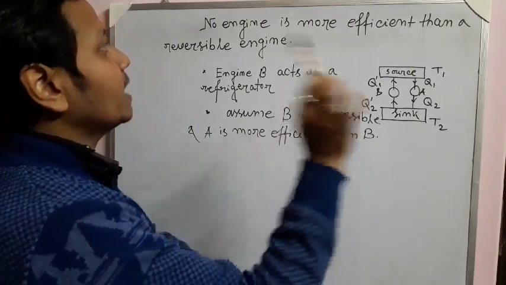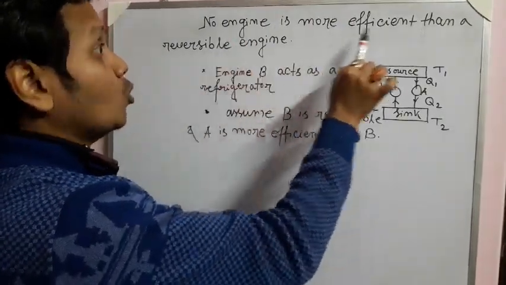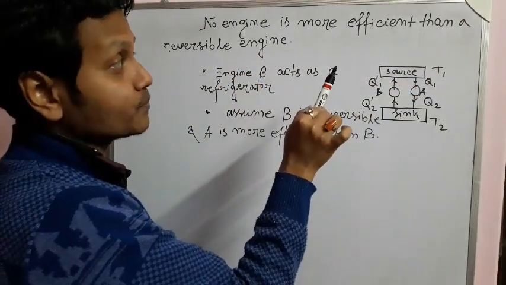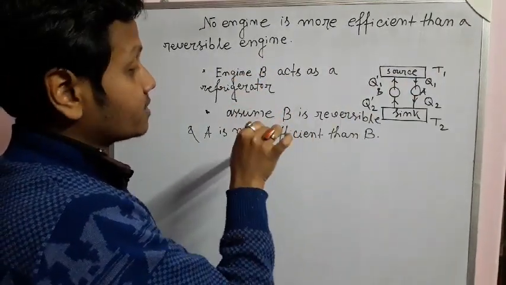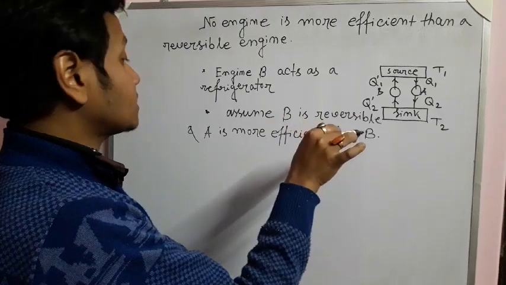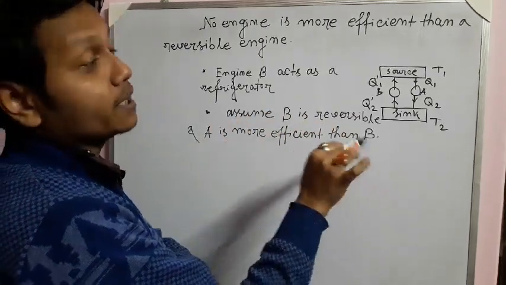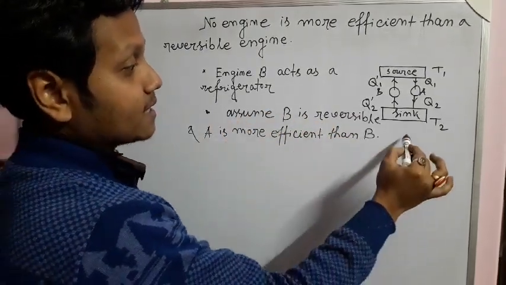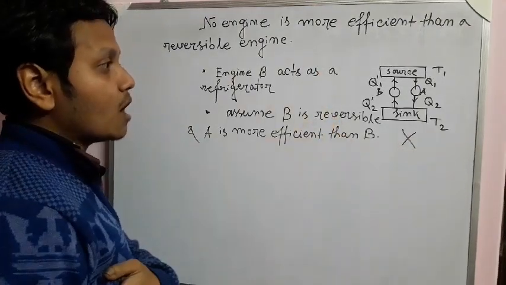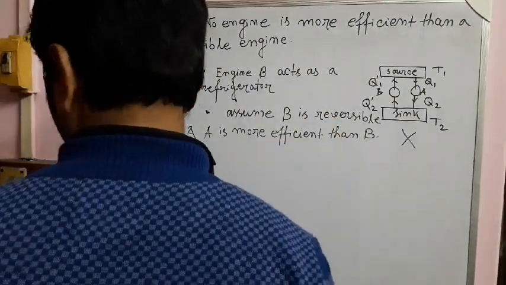Because our main aim is to prove no engine is more efficient than a reversible engine. But here we consider the falsity. We assume B is reversible and A is more efficient than B. So we have to prove that this assumption is wrong. So how can we prove it? Let's proceed.